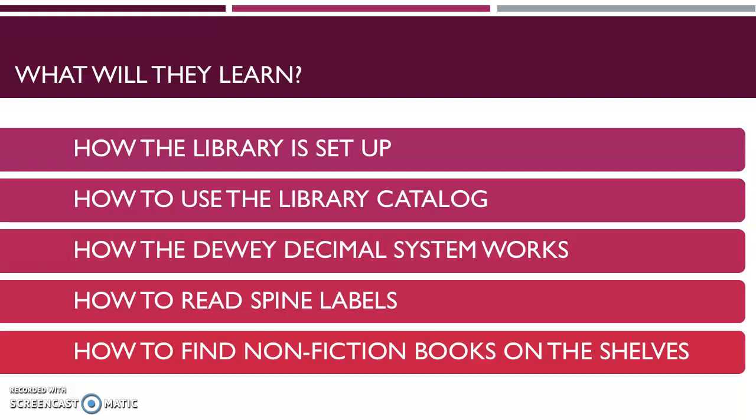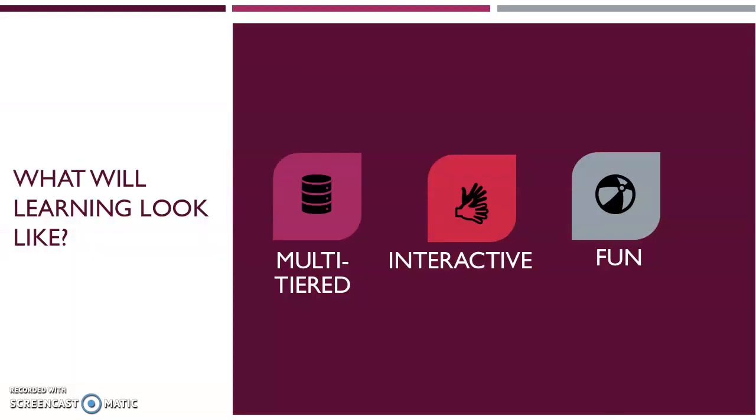How to read spine labels. They need to be able to understand what the numbers and letters are, where they're located on the spine label, and how they match with books on the shelves, and then how to find those books. So once they have the call number, once they have the book itself, how to actually locate that book.